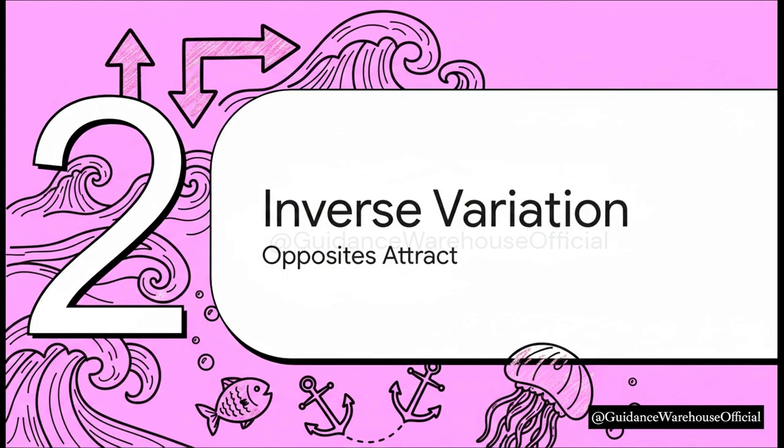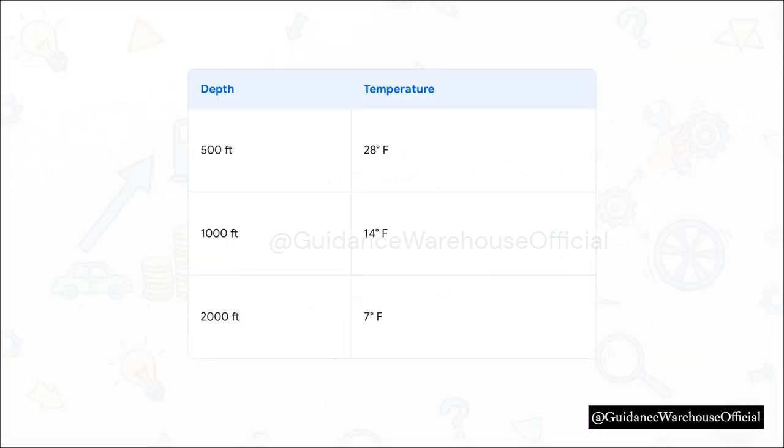All right, let's move on to our next concept, inverse variation, opposites attract. What happens when variables move in opposite directions? Let's leave the car lot and dive deep into the ocean. The formula we're looking at here is temperature equals 14,000 divided by the depth. Look what happens to the numbers. At a depth of 500 feet, the water is a chilly 28 degrees Fahrenheit. But if we double that depth to 1,000 feet, the temperature drops by half, down to 14 degrees. As the depth goes up, the temperature predictably and mathematically comes down.